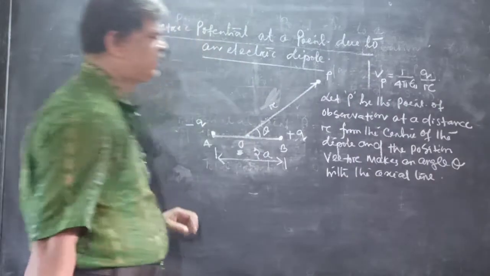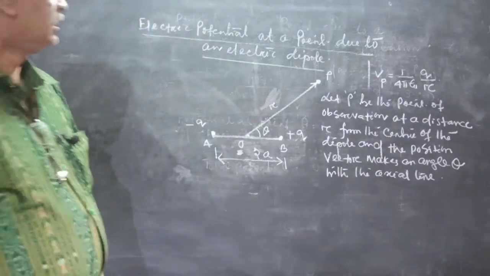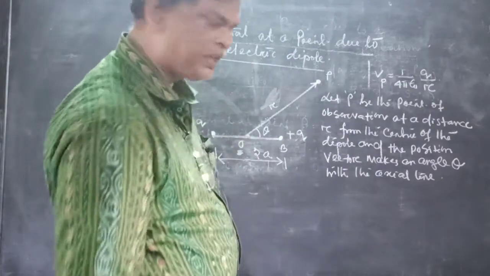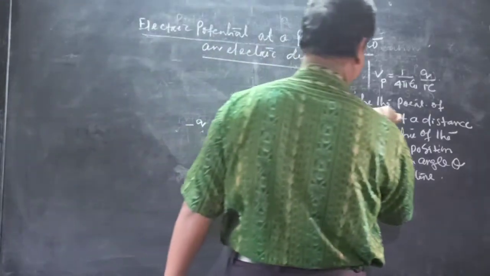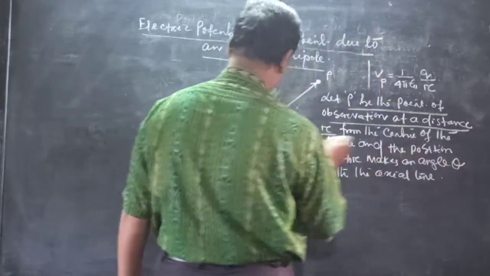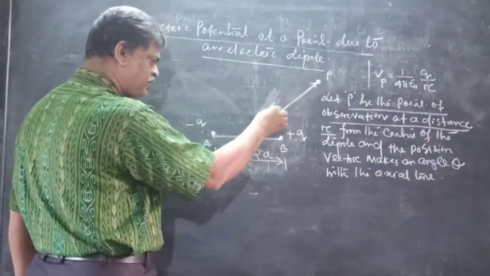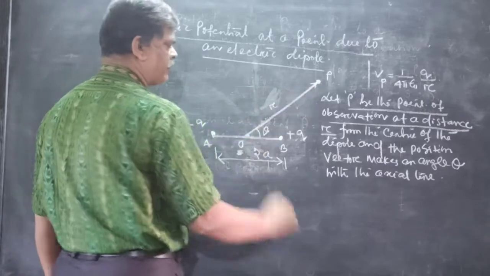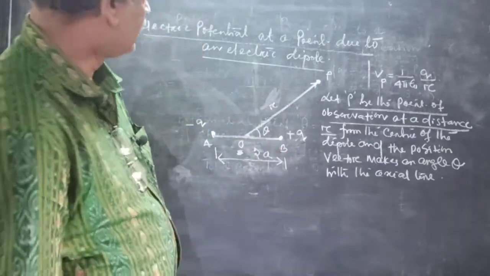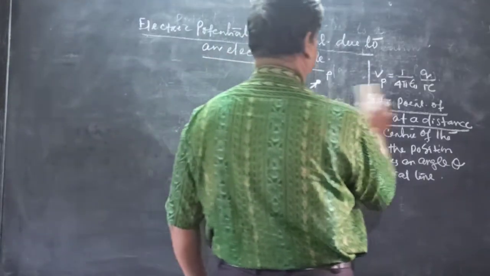Clear? Next, the point P is the point of observation, which is at a distance r from the center of the dipole, and this position vector is r vector. Clear? And this position vector makes an angle theta with the axial line of the dipole.